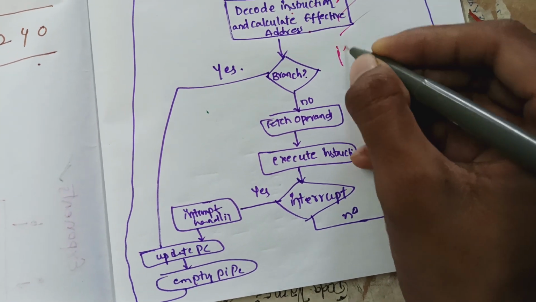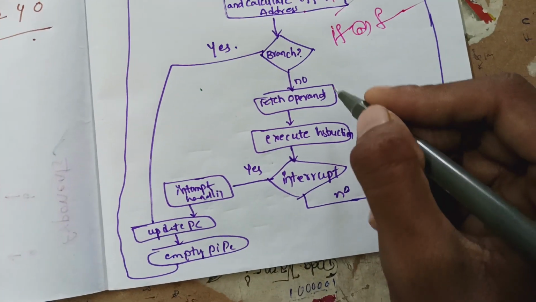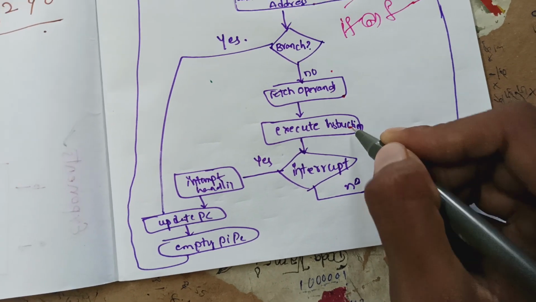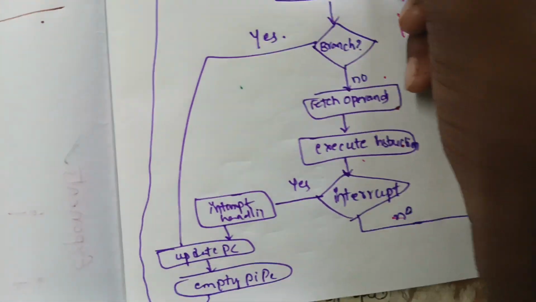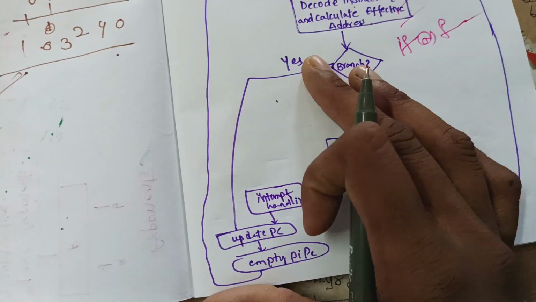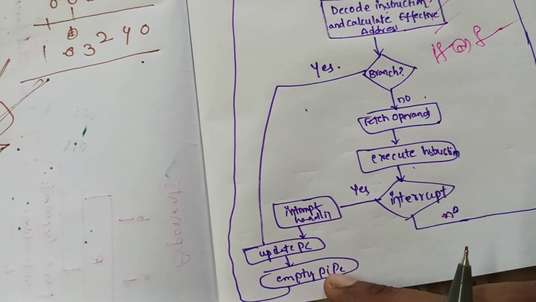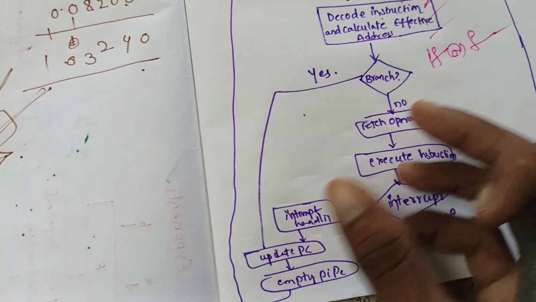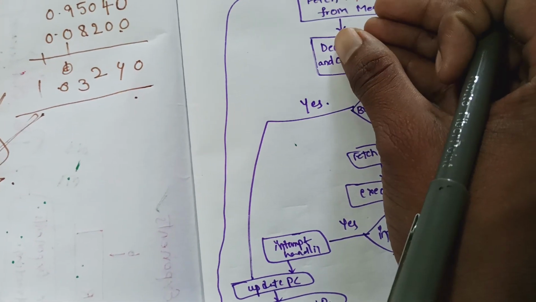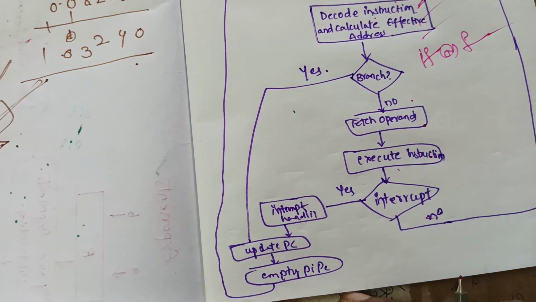Branching instruction means if statements or function calls in our instructions. If there is none, next we fetch the operands and execute the instructions. If there is no interrupt, we go to the next instruction. This is the cycle. If there is a branch, we have to update our PC value and empty the pipe. That means if there is a branch, we have to eliminate everything we have already stored previously. That process is called updating the PC and emptying the pipeline.